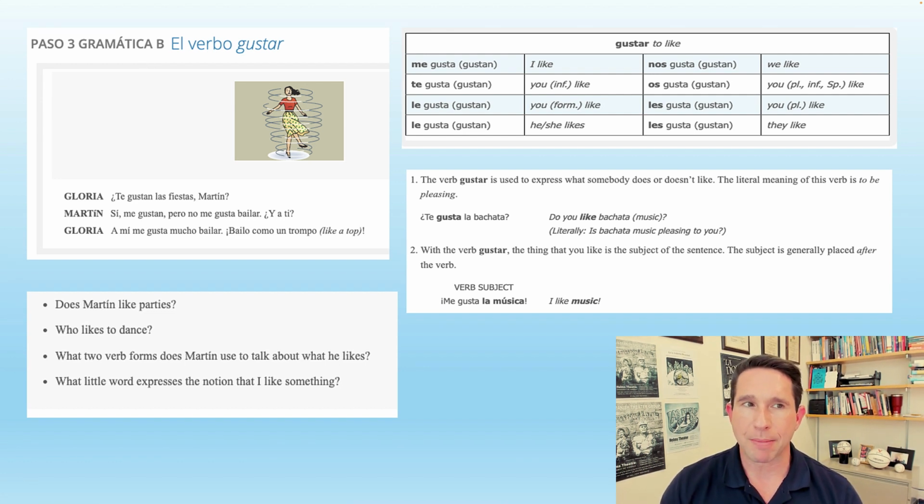Este es sobre la gramática, capítulo número 3, paso número 3, el verbo gustar. Coming to you from chapter 3, paso 3, número 3, the verb gustar.